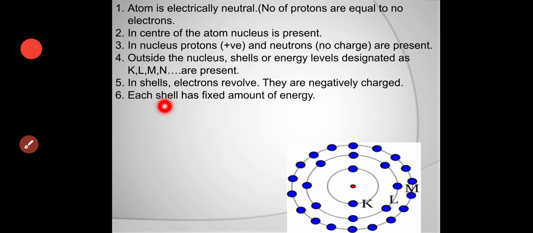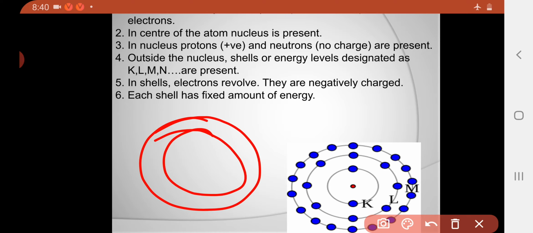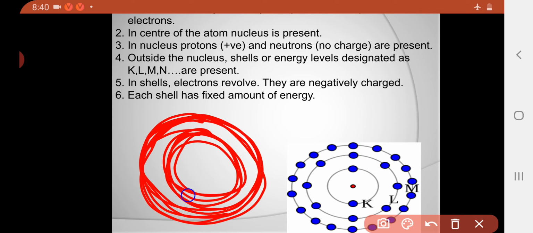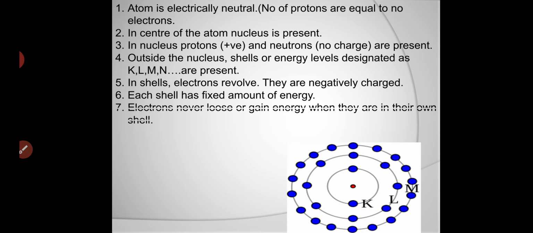Each shell has a fixed amount of energy, so he focused not on electrons, but on these shells. He said that each shell contains a particular amount of energy. That's why the electrons, even though they are rotating continuously, do not leave their path. If electrons are present in the first shell, they do not leave the first shell. So they contain a fixed amount of energy.